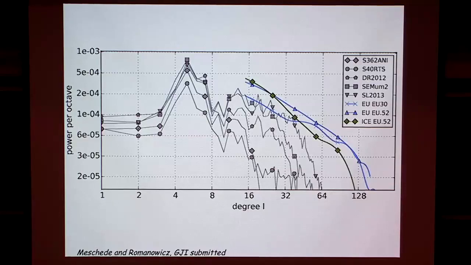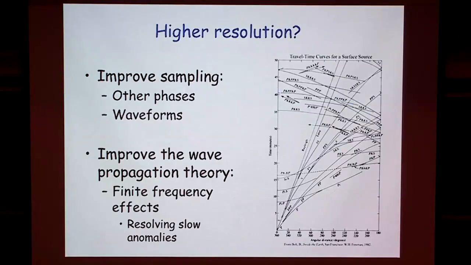But anyway, okay, so how do we gain higher resolution? This is really what we want, given all the limitations. So we can improve sampling, of course, by introducing other phases, right? More seismic phases, more information, more waves that bounce around the mantle to give you a better illumination, since we lack a uniform distribution of sources and stations.